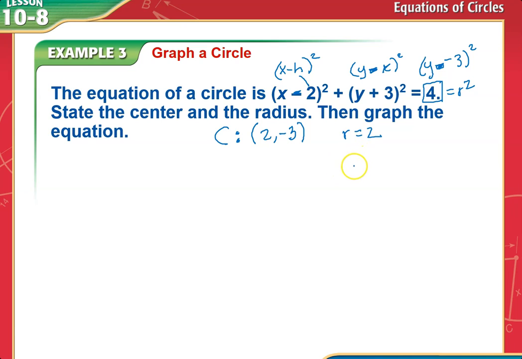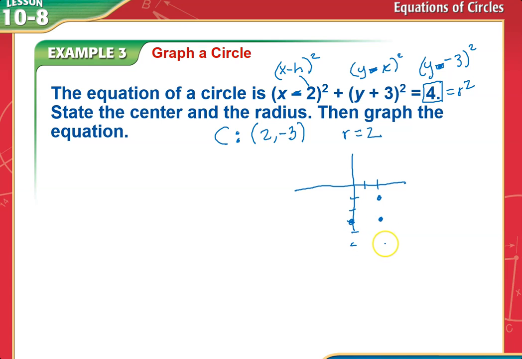All right, so we're going to graph this now. We're going to go to (2, −3). It's not too hard: 2, and then go to negative 3. And there's my center. Now, for a radius of 2, it should touch this point right here, and it should touch this point here. Up 2 and down 2.